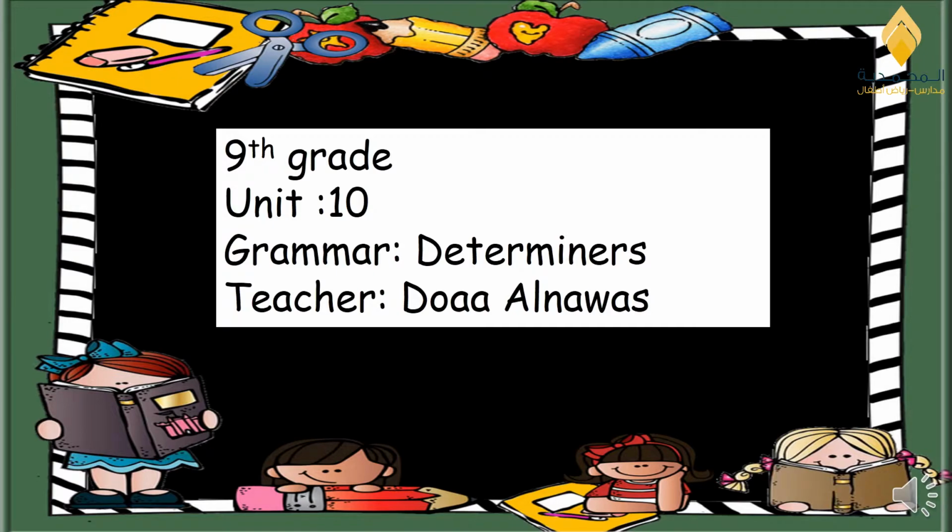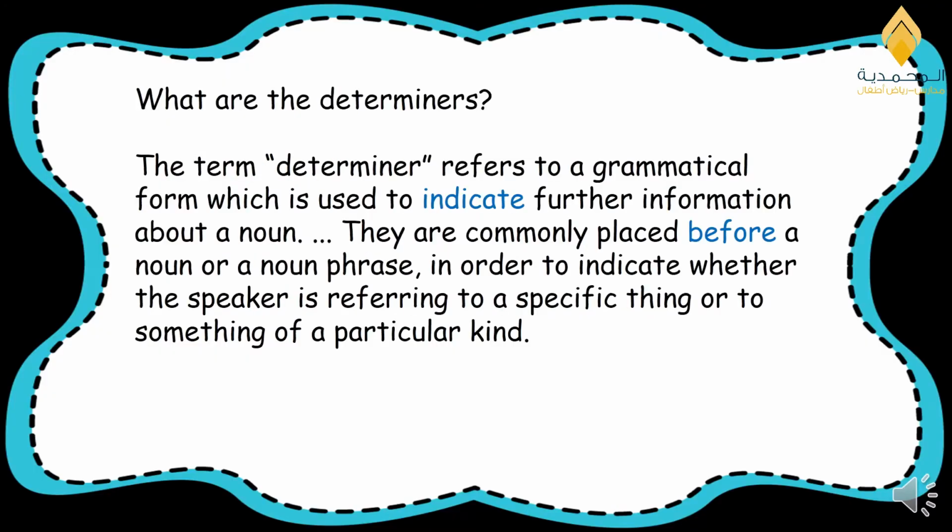Today, we're going to study grammar from Unit 10. We're going to learn about determiners. Okay, guys, when I say the word determiners, what are the determiners? The term determiner refers to a grammatical form which is used to indicate further information about a noun. They are commonly placed before a noun or a noun phrase in order to indicate whether the speaker is referring to a specific thing or to something of a particular kind.